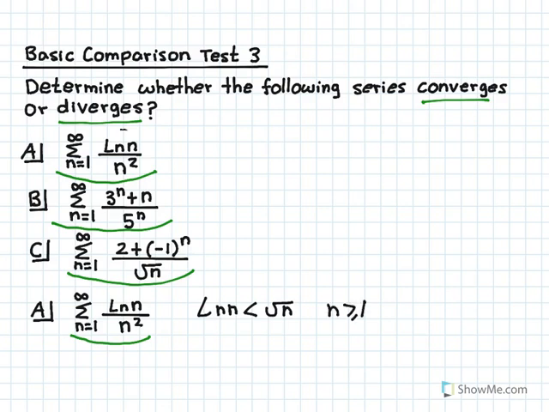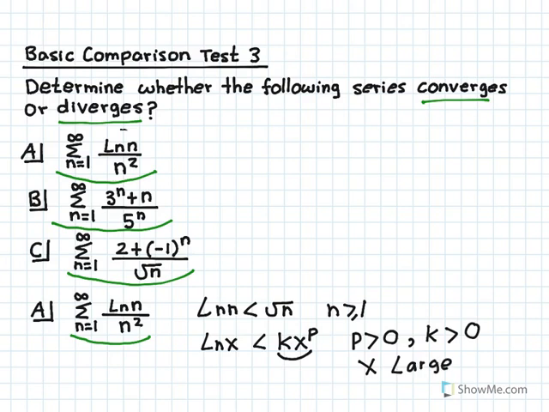This is a property of log functions that log x is always going to be less than k x to the p. It's always going to be dominated by these power functions of the form k times x to the p, provided the exponent p is positive, the constant k is also positive, and x is sufficiently large. This will form the basis of our comparison.